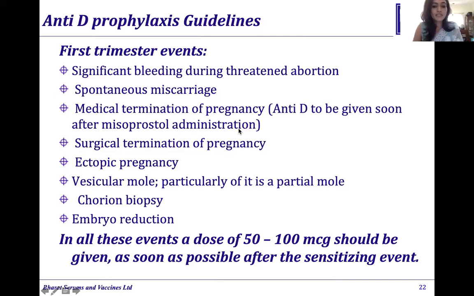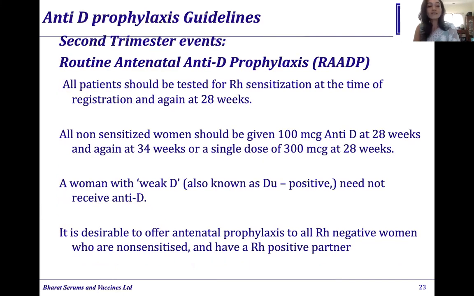Medical termination of pregnancy, yes. Anti-D to be given as soon as misoprostol is administered. Surgical termination of pregnancy, ectopic pregnancy, molar pregnancy, any invasive procedures, chorionic villus biopsy, embryo reduction. In all these events, a dose of 50 to 100 micrograms should be given as soon as possible after the sensitizing event. As far as the second trimester is concerned, apart from the sensitizing event, there is this concept of RAADP, routine antenatal anti-D prophylaxis.